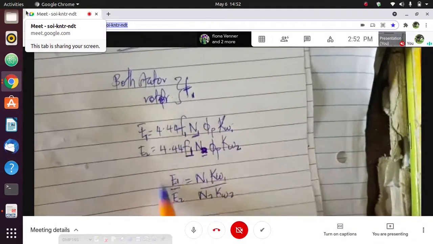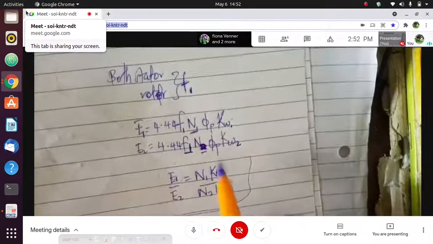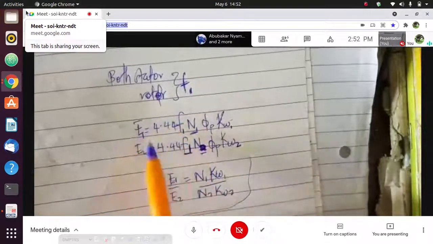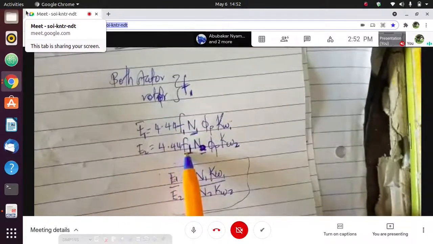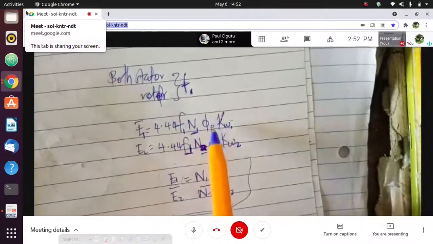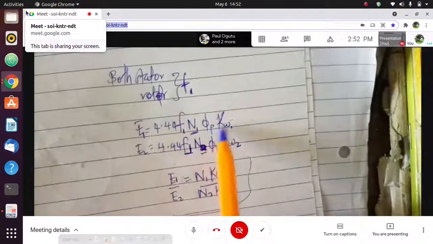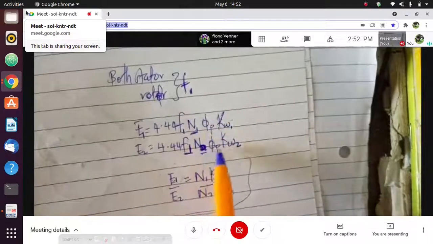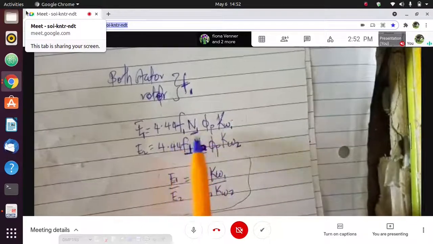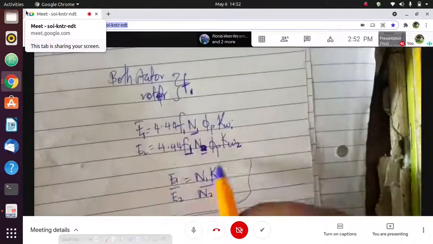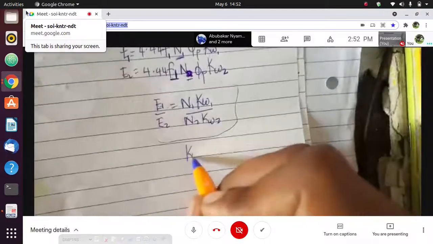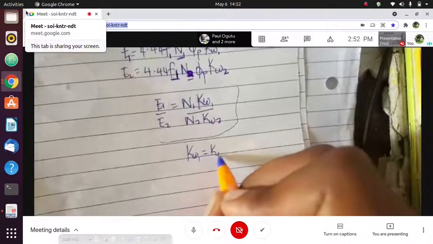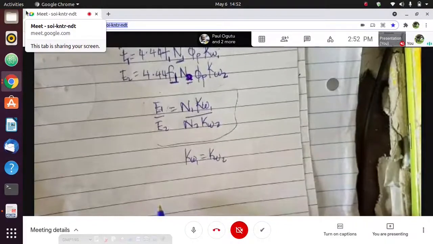So we get this. Now, when we divide E1 by E2, the 4.4 will go. The frequency, since it's the same, will go. What you're left with is the number of turns, and the flux per pole is the same, so it will go. What you're left with is the winding factor and the number of turns. But since the winding is made of the same material, the winding factor in the stator will be the same as the winding factor in the rotor.